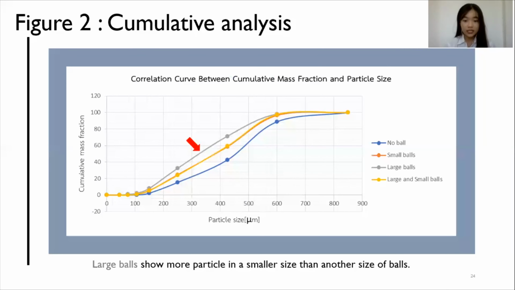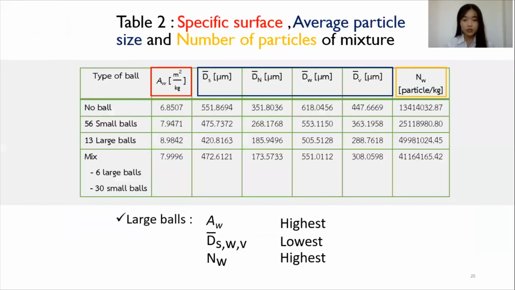And we found that the large ball could make smaller sugar particles than the mixed and small balls. After that, we calculate the specific surface, average particle size, and number of particles of the mixture shown in Table 2. You will see the large ball provides the highest specific surface, lowest diameter of particle, and highest number of particles. That means all particles from the large ball have the smallest size and the most number if compared in 1 kilogram.